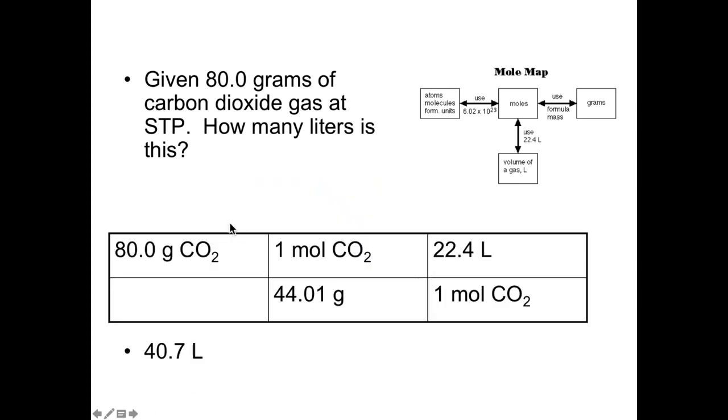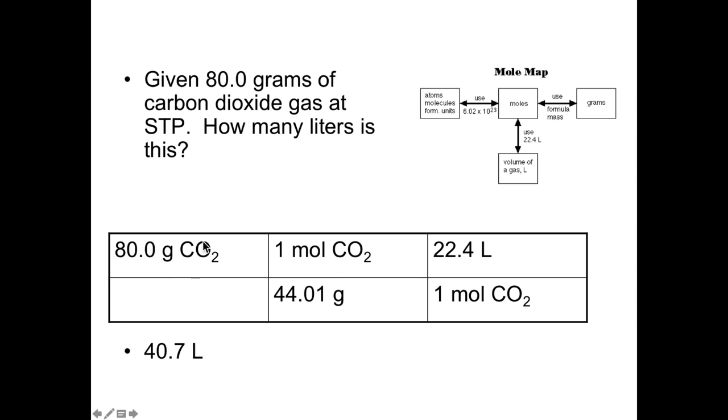Okay, so we're given 80.0 grams. I need to get rid of grams, so I'm going to go to moles. So I need the molar mass of carbon dioxide. So when I add up the masses of carbon and 2 oxygens from the periodic table, I'm going to get 44.01 grams. And then what's going to happen is I'm going to STP. If you look at the mole chart, 1 mole of CO2 at STP is 22.4 liters. So what's going to happen is I want to take 80.0 grams divided by 44.01 grams, multiplied by 22.4. That'll give me 40.7 liters.